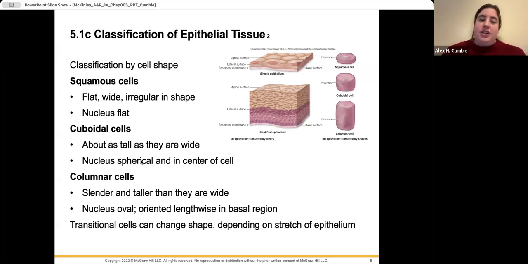It's going to be spherically shaped, and cuboidal cells are cube shaped, so they are as tall as they are wide. And then we have these columnar shaped cells. They are slender, taller, elongated. Usually their nucleus is elongated as well, so it'll be oval shaped. And we do have another type of cell called transitional cells found in the urinary system. We're not going to get too deep into that in this class, but the cells can change shape depending on how they're stretched.